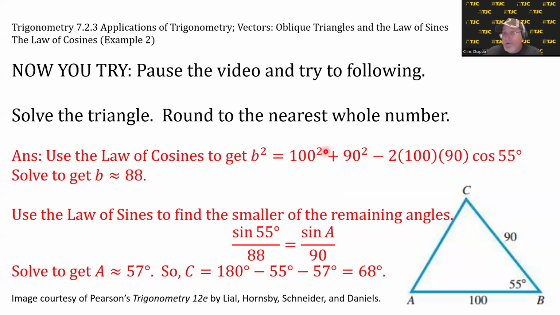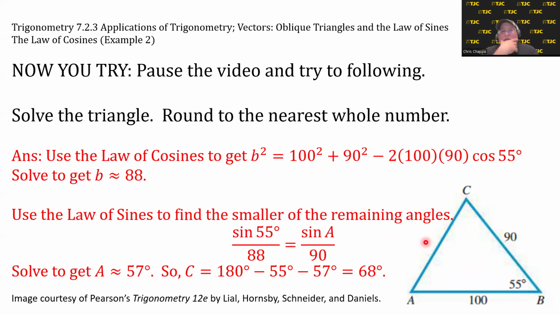Did you catch that error? When I'd set up the law of sines, I had sine of 55 degrees over 88, which was side B. So that was correct. But I had sine of A over 100. Should have been sine of A over 90. And then I fixed what follows. If we solve that for A, we get 57 degrees, and then C ends up being about 68 degrees.